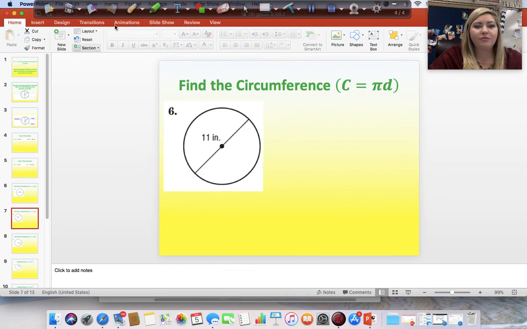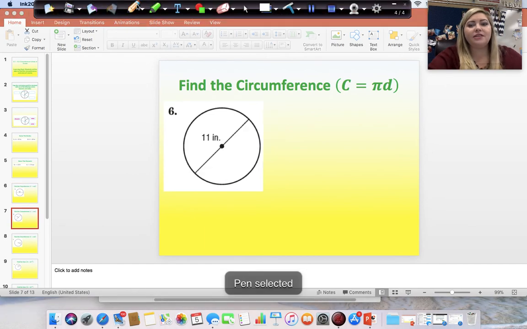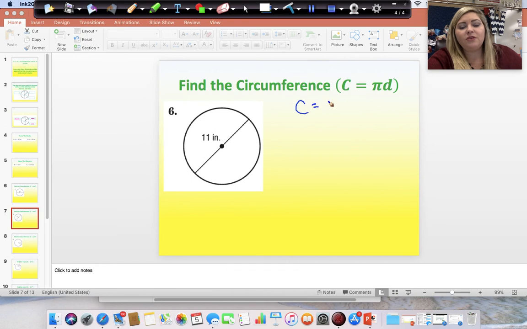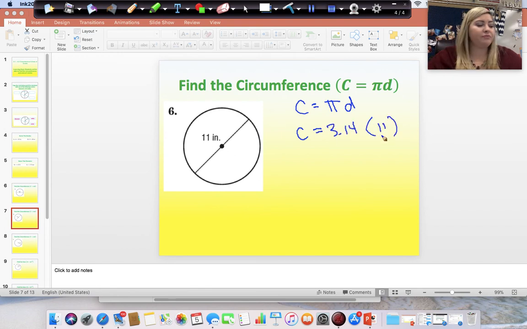It says find the circumference. Remember, circumference equals pi times the diameter. Our diameter is 11 inches, so circumference is equal to 3.14 times 11. So 3.14 times 11 is 34.54 inches.